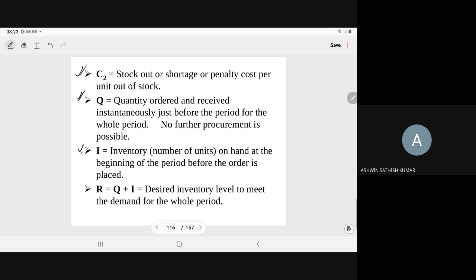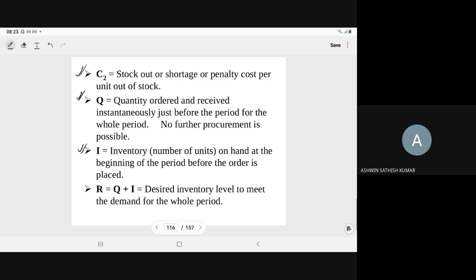Then I is the initial inventory, or inventory in hand. Sometimes we have the previous year's items. For example, last time we had some Rakhi, and we were not able to sell all the Rakhis. So what would we do? We pack them and we can utilize them as an initial inventory for the current year. So I is the inventory on hand at the beginning of the period before the order is placed.